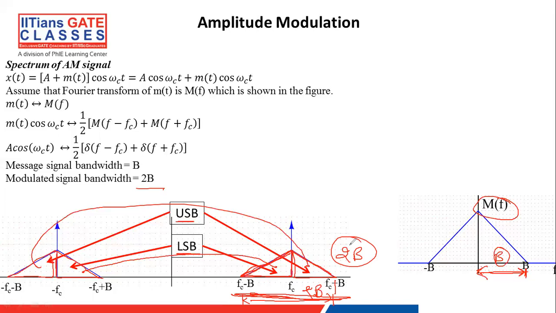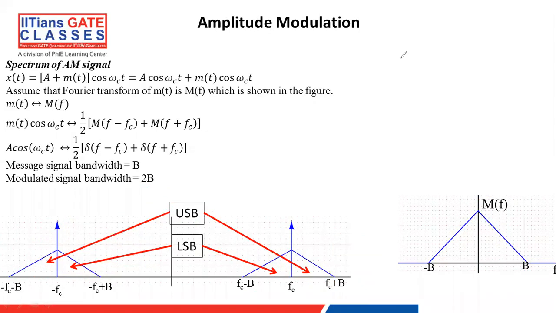So bandwidth is always given as the frequency range over which the signal is non-zero, and it is calculated only for the positive frequencies. Here I have taken it from 0 to B, and here it will be fc minus B to fc plus B. So that's all about amplitude modulation. See you guys in the next class.